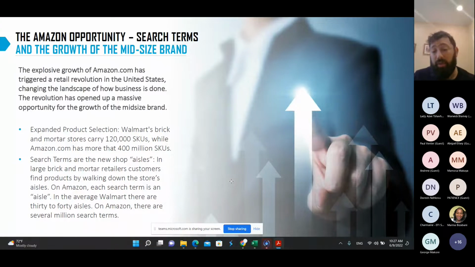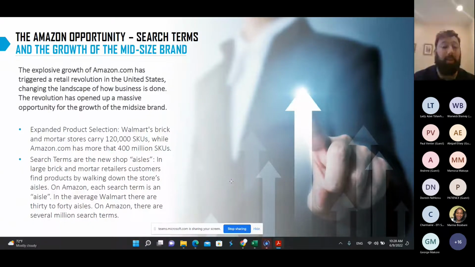Now, to understand that, there's really two pieces of Amazon that one has to understand to recognize where the opportunity lies. The first is the introduction of a search term. What that means is that Amazon is different than a brick and mortar store in the United States. If you go shopping in an actual store, you have your cart, you push it down the aisle, and you can see all the different items there. You choose which items you want, you buy it, and you check out. And that's how traditional brick and mortar shopping has been for a long time.